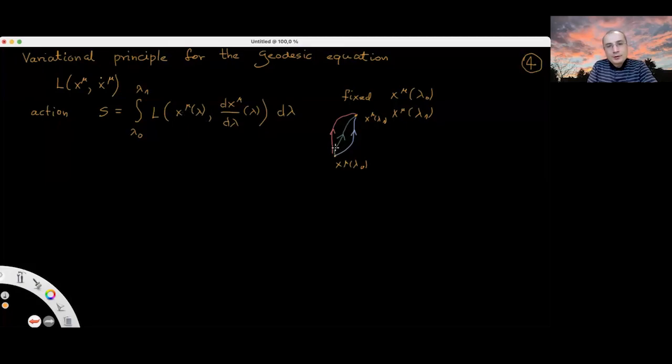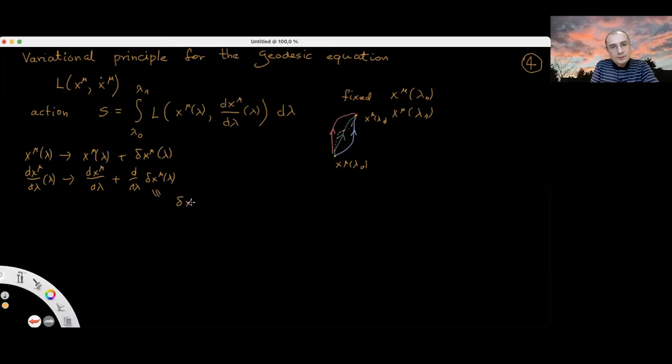So we assume that we perturb our curve a little bit, but not by much. So we take x mu of lambda into x mu of lambda plus delta x mu of lambda. The same goes for the derivative, plus d over d lambda of delta x mu of lambda. Just to keep the notation short, we'll call it delta x mu dot. And we ask about the linear variation of this S. So we have our given base x mu. We vary it with respect to some delta x mu, and we see what happens to the action.